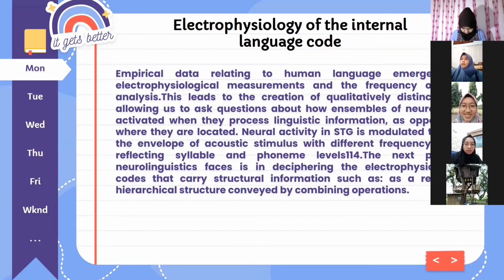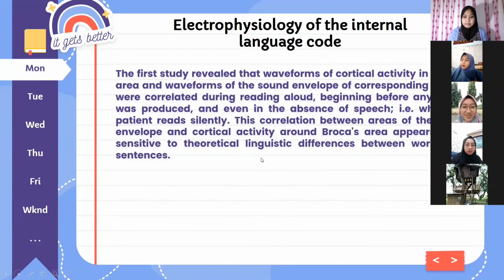Next slide, please. The first study revealed that the waveform of cortical activity in Broca's area and the waveform of the sound envelope of the corresponding speech were correlated during reading aloud, beginning before any sound was produced and even in the absence of speech. When the patient read silently, this correlation between the sound envelope and cortical activity around Broca's area appeared to be sensitive to theoretical linguistic differences between words and sentences.